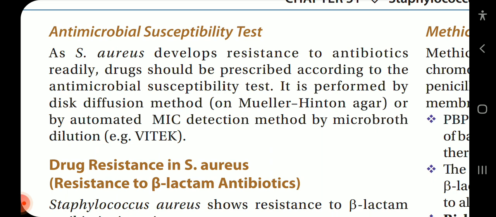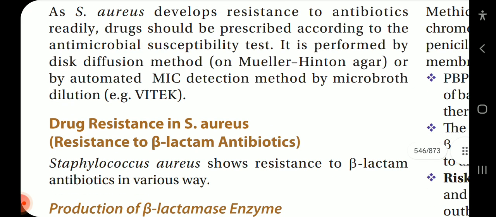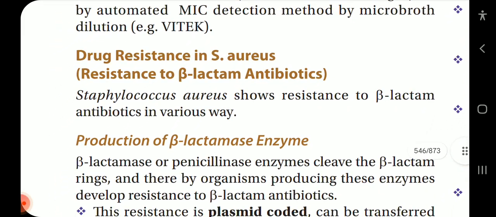It is performed by disk diffusion method on Mueller-Hinton agar or by automated MIC detection methods by microbroth dilution, example Vitek. Drug resistance in Staph aureus.